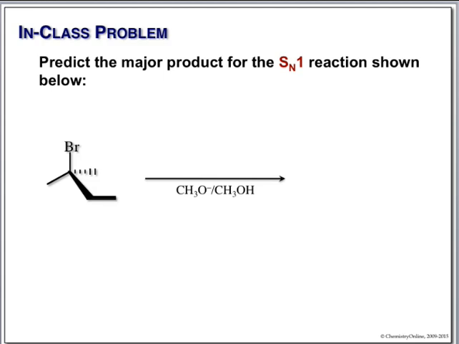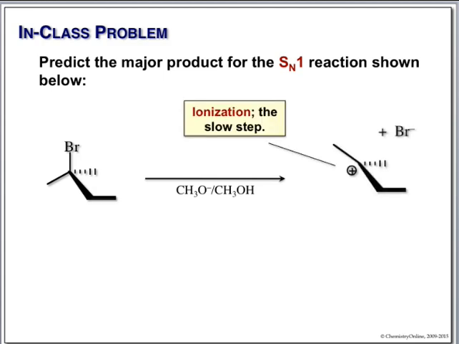Now this, of course, is not a chiral center. That's a methyl group, that's a methyl group, there's an ethyl. What's going to happen in our initial rate limiting step is we're going to break the bond to our leaving group. That's going to be the slow step. So our carbocation is simply going to look like this. It will be planar, have two methyls and an ethyl. So that is our intermediate carbocation.